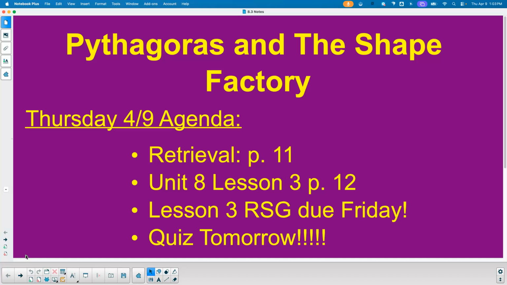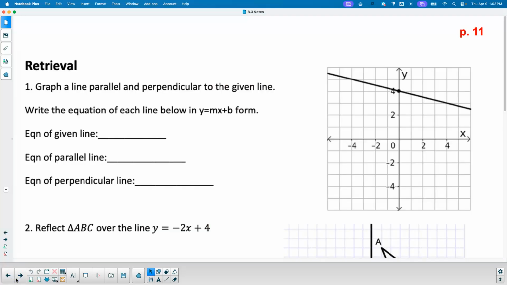Alrighty. I got a little bit of stuff to hand back today, not much, but some. We'll get to that later. I want to stamp quiz tomorrow, but let's get started with the retrieval.